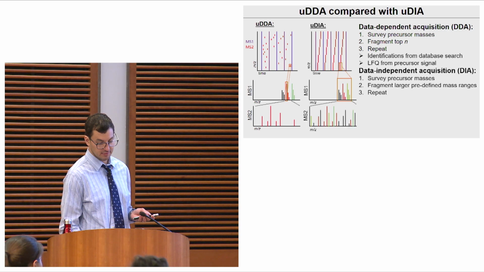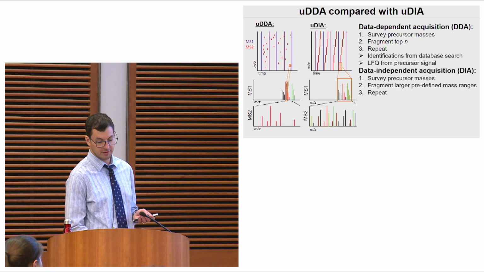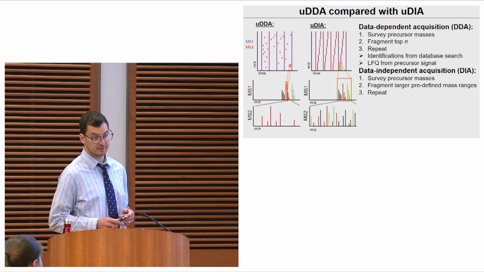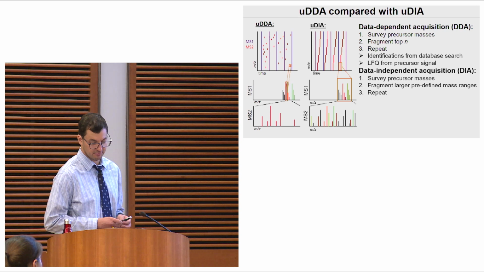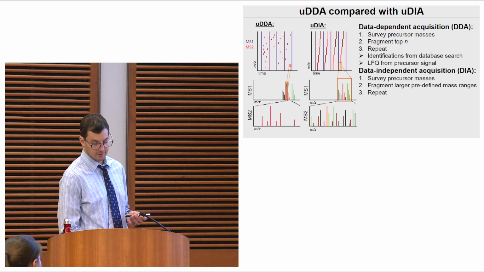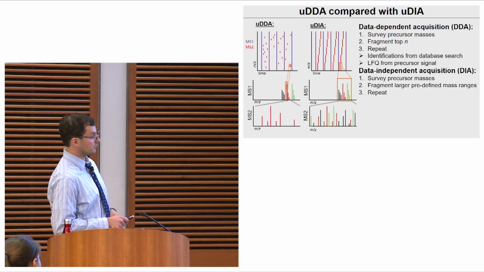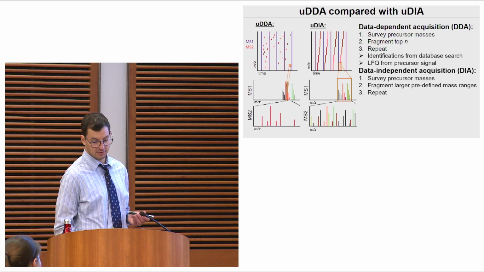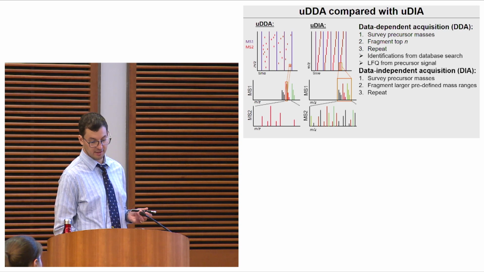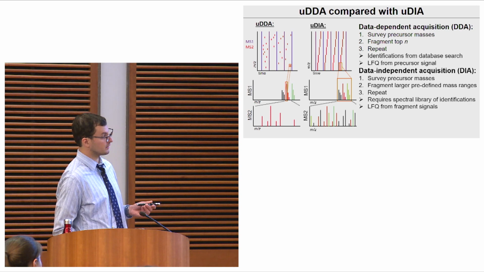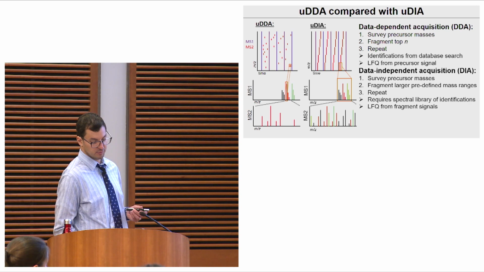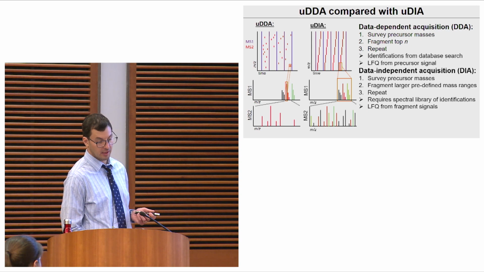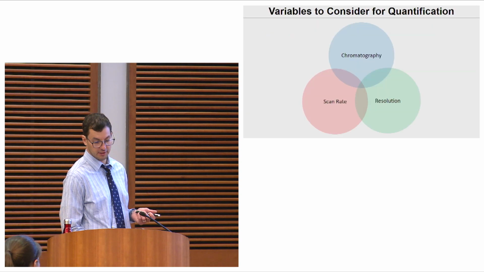DIA, in contrast, we still survey all of the precursor ions, but instead of asking the mass spectrometer to fragment all the most intense precursors, we ask it to fragment larger predefined mass ranges every cycle, sometimes called swaths. So instead of these discrete spectra from DDA, we get these complex chimeric spectra. And this can be difficult to identify, but the benefit is that we measure peptide fragments across their elution time, giving us several measurements that we can use for quantification. But DIA requires a library of spectra that we've already identified.